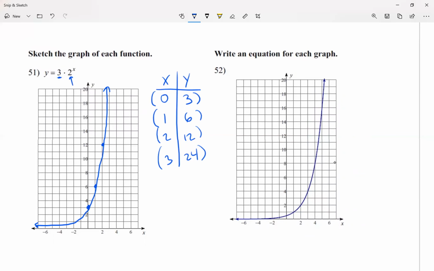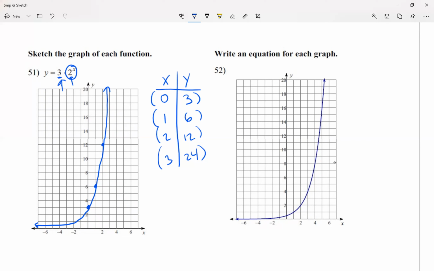Now, because my base in this case was a whole number, I expected my graph to be going up. Makes sense. If it was a fraction, I would have expected it to go down. Because it's going up, on the left side it is approaching 0. It doesn't quite get to 0. And on the y-axis, I cross it at 3. Yep, that's basically what I expected.